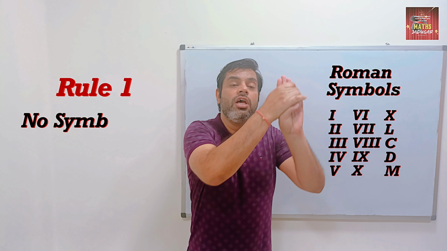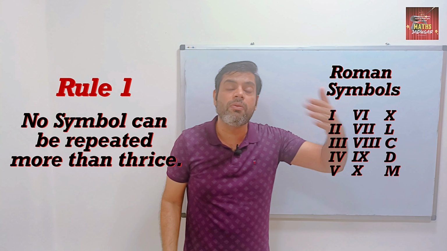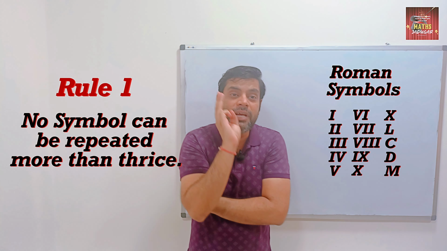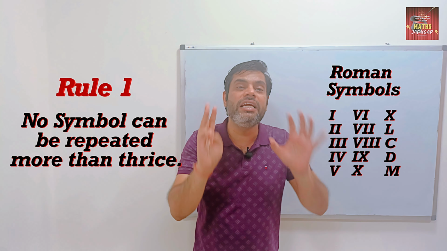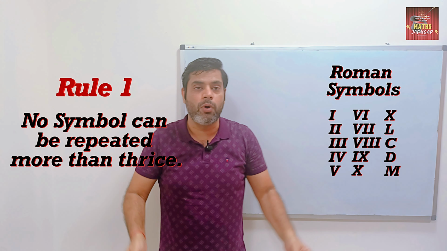The rule is you can repeat the symbols, which is basically addition, like I, I, I is 1 plus 1 plus 1, 3. Similarly, you will learn about X also. You can repeat this addition only continuously 3 times. After 3 times, not allowed. Use a new symbol. We will learn about that.